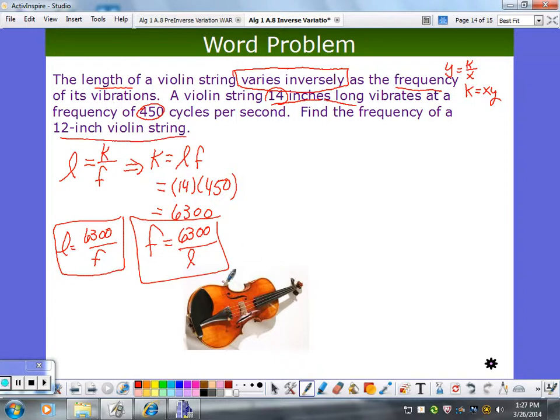So which one of these do I want to use? The second one, right? I'm finding frequency. They're giving me length. So the frequency is going to be 6,300 divided by 12, which is 525. What are the units? Cycles per second. Easy or hard? It really is. If you got direct variation, it's very, very similar. Just make sure you're setting it up using the correct model.